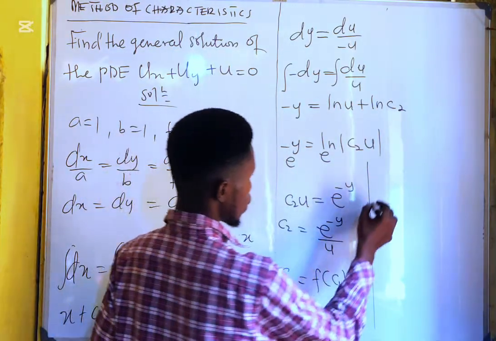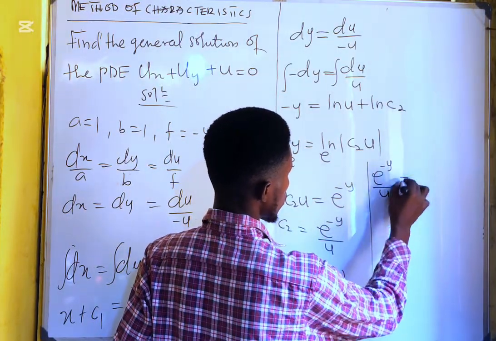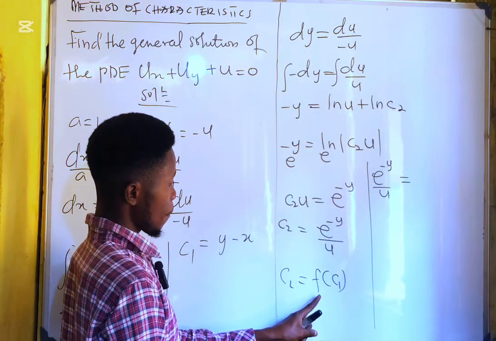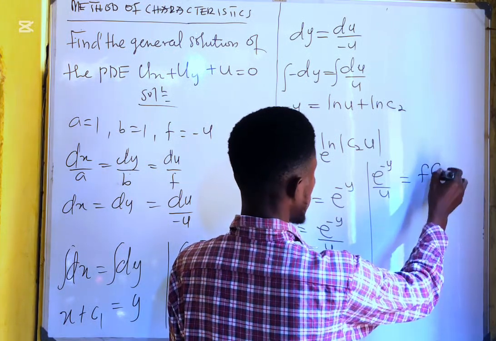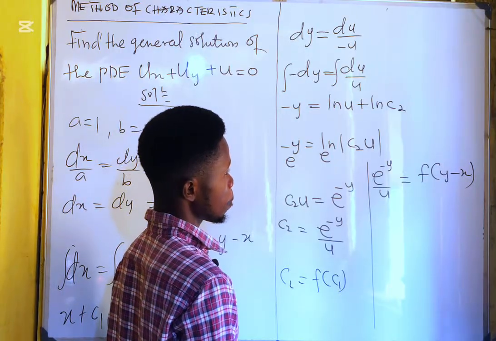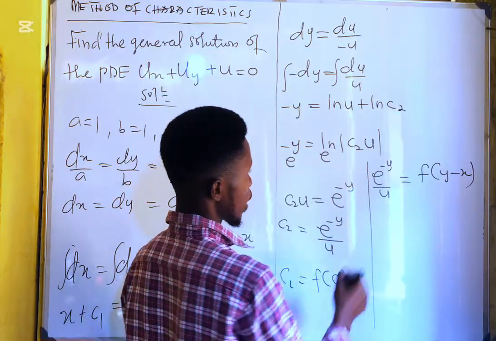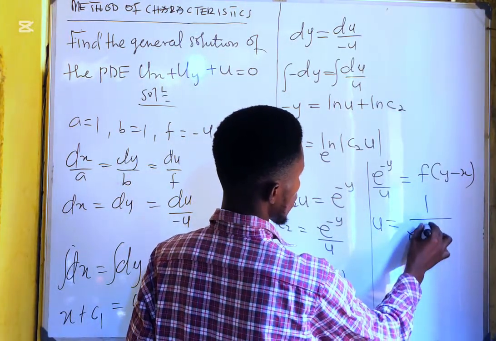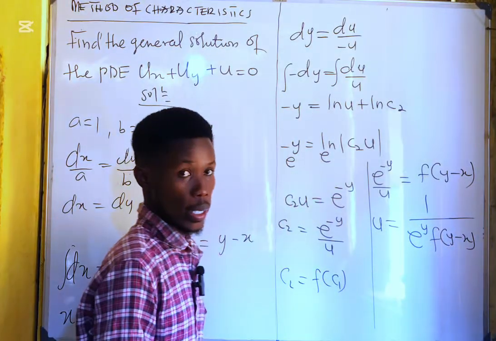So here, my C2 is e to the power negative y over u equals f of C1. But C1 was y minus x. Okay. We need to make u the subject. So you know that I can write u as 1 over e to the power y times f of y minus x. You can write it like this.